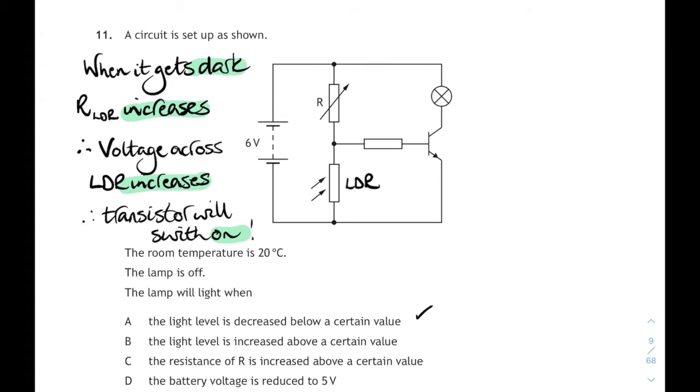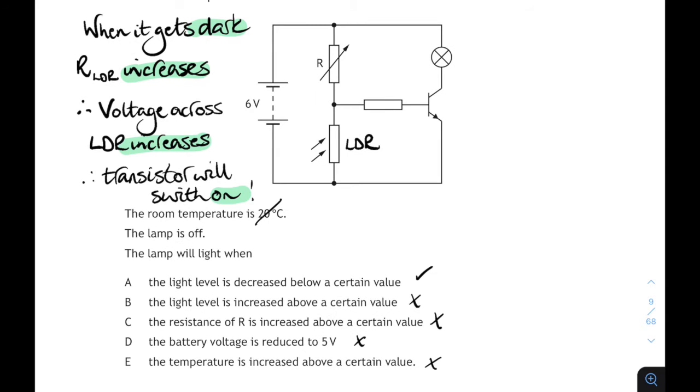B is wrong because that says the light level would have to increase. And C is wrong because we don't want to increase the resistor. We don't want to reduce the battery voltage. So it can only be answer A that is correct. The light level is decreased below a certain value. When it gets dark, the transistor switches on.